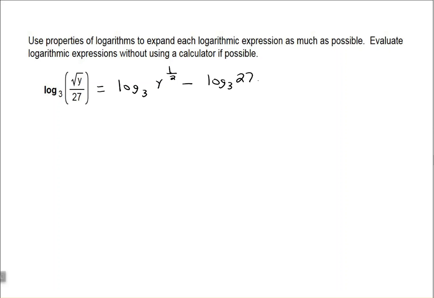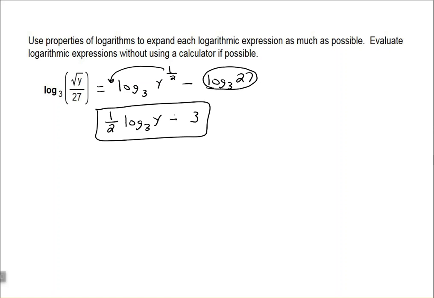So in this first term, I can use the power rule again and bring the 1/2 in front of the logarithm. The second term, I can evaluate that because, again, we're asking ourselves 3 to what power equals 27? We know that 3 times 3 times 3 equals 27, so 3 to the third power equals 27. So this entire thing evaluates to be 3, because 3 to the third power, that exponent, is that answer there.